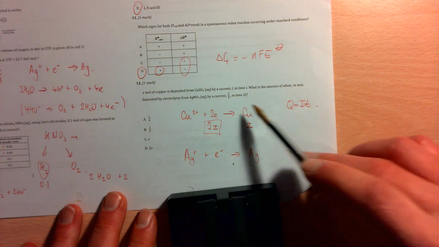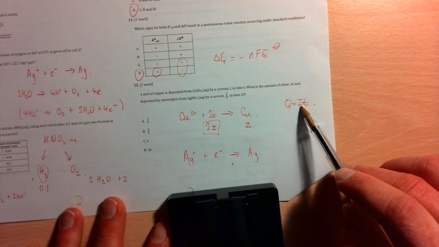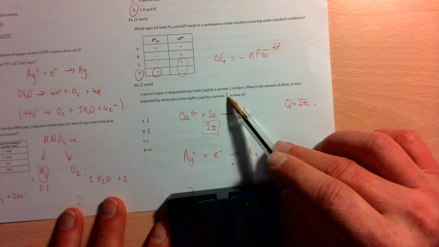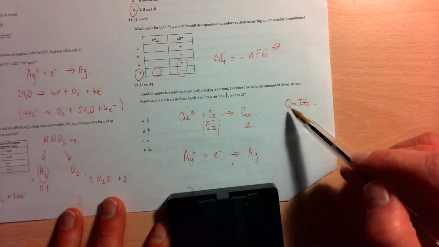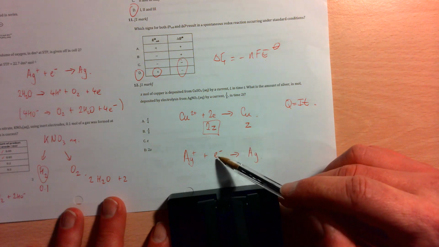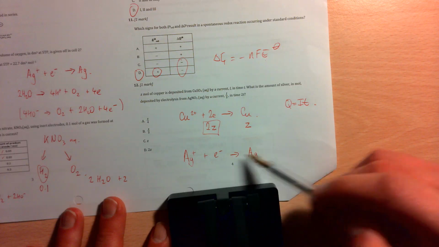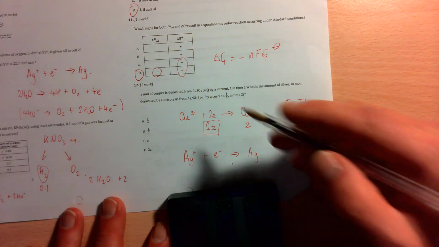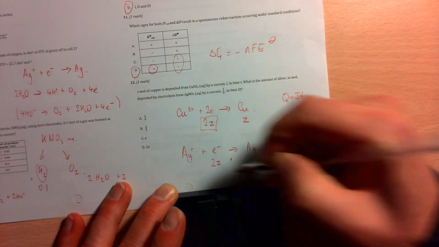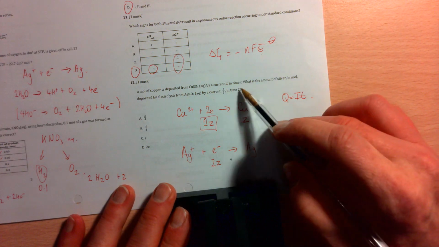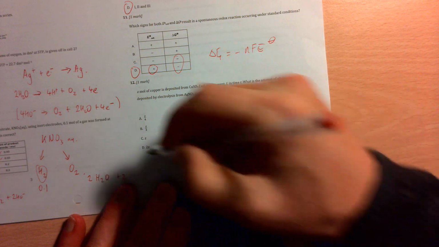Really, they're checking that you understand that the charge transferred is proportional to time and current. So if you halve the current and double the time, it's going to be the same number of moles of electrons transferred. But the ratio of electrons to silver is 1 to 1 rather than 2 to 1. And so if you have 2Z moles of electrons transferred in twice the time with half the current, then you're going to get 2Z moles of silver produced. So D is the answer there.